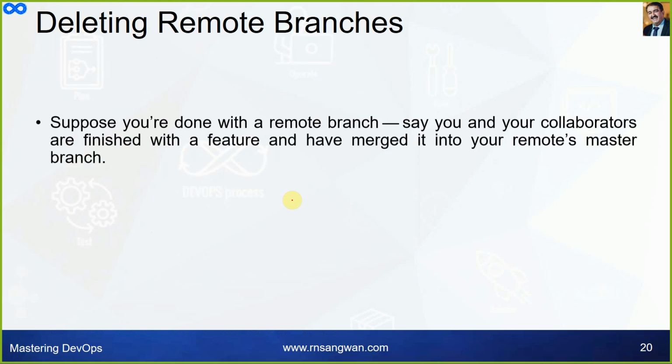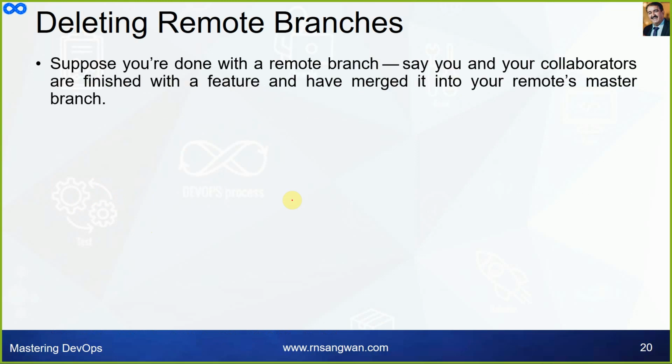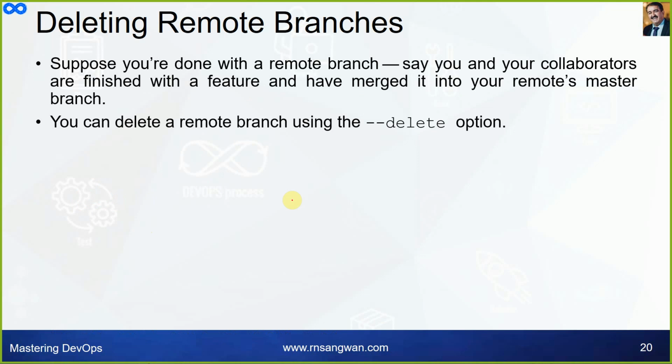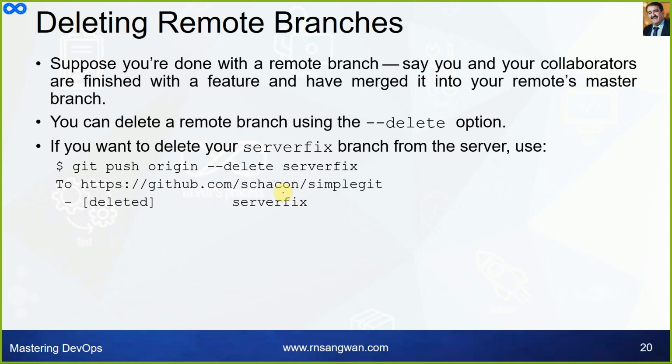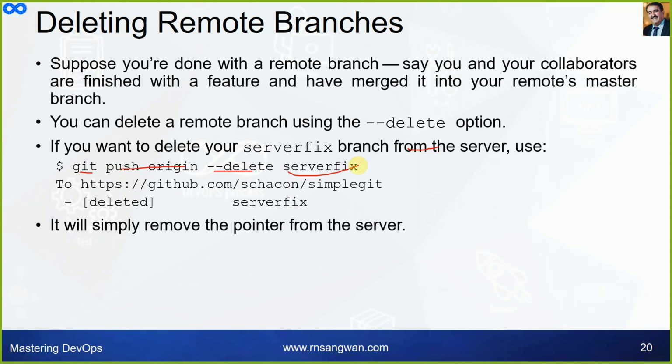Deleting remote branches. Suppose you are done with a remote branch. Say you and your collaborators are finished with a feature and have merged it to your remote master branch. How can you delete a remote branch? You can do that using the --delete option. So if you want to delete your server fix branch on the remote server, you can use git push origin --delete server fix, and this will delete that. It will simply remove the pointer from that server.